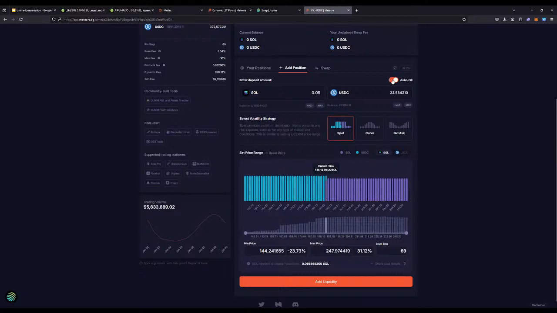So in this case, I'll first go with uniform. Basically, whenever I'm adding liquidity, let's suppose I want to add liquidity to this pool, I always add at least 20 to 25% in the most basic spot strategy, because this provides a uniform layer so that you have liquidity across this entire price range.